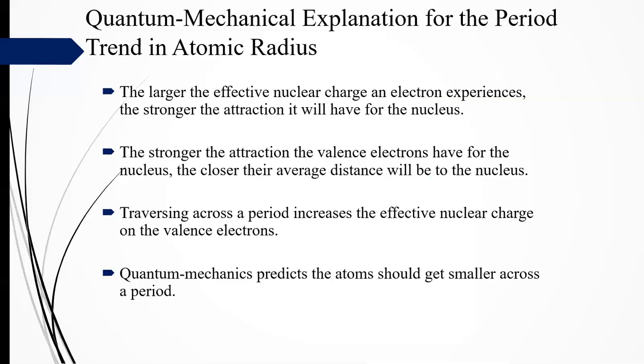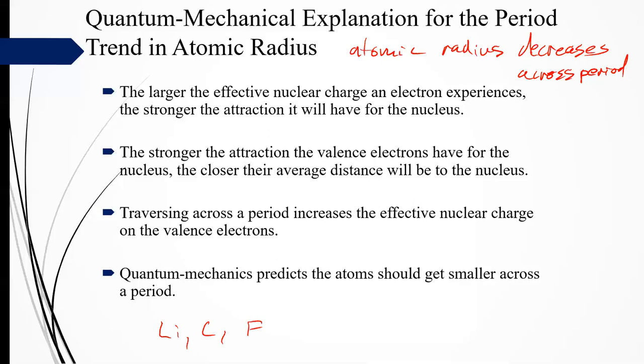For a period, we know that atomic radius decreases across a period. And the reason why it decreases across a period has to do with our Z effective. So if we were to compare something like lithium, carbon, and fluorine, lithium has a lower Z effective than carbon, which has a lower Z effective than fluorine.